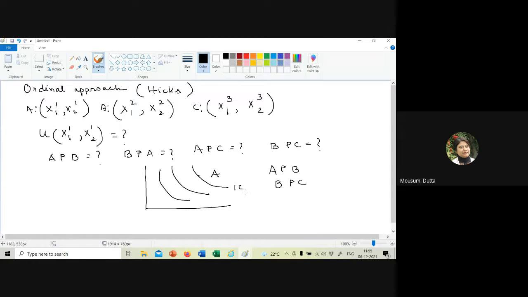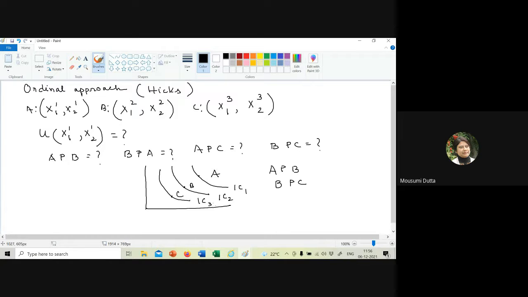So if A is preferred to B and B is preferred to C, in that case, A will lie on this indifference curve, whereas B will lie here and C will lie here, sorry, I mean IC3. So this we are understanding. Okay.